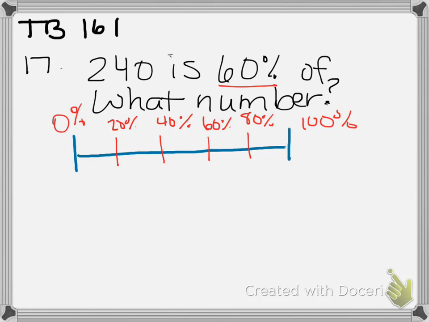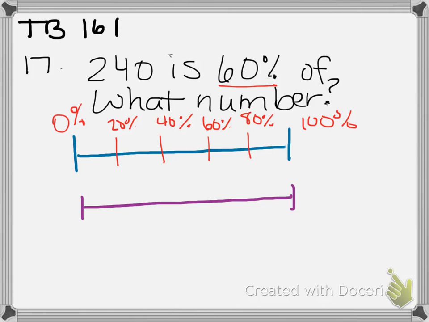So the next thing we want to do is go ahead and draw our actual number line. That's not the percent, but it's the actual number. So I'm going to do that now. So now before I can decide what goes on the beginning, what goes in the end, or whether or not this was a part or whole, I need to really think about what it's being said here. So it says 240 is 60% of what number?